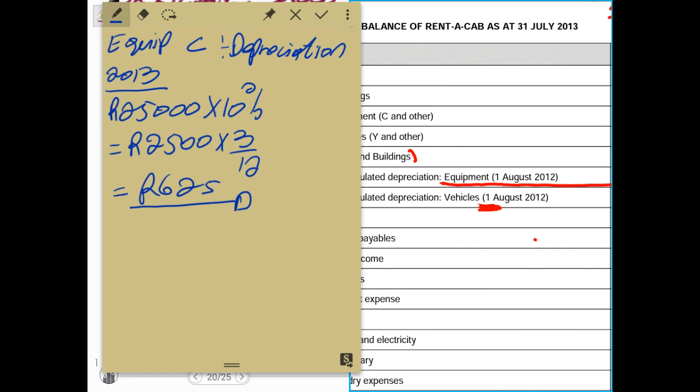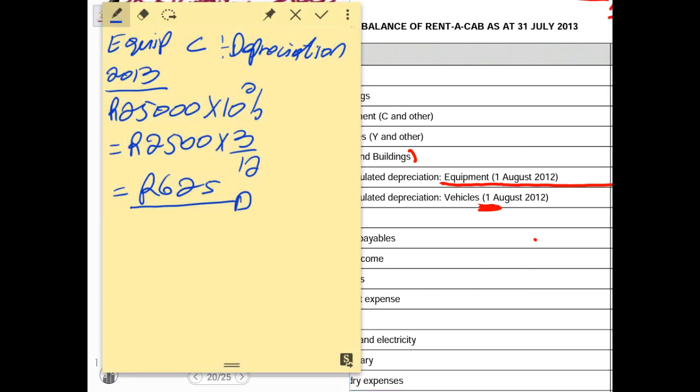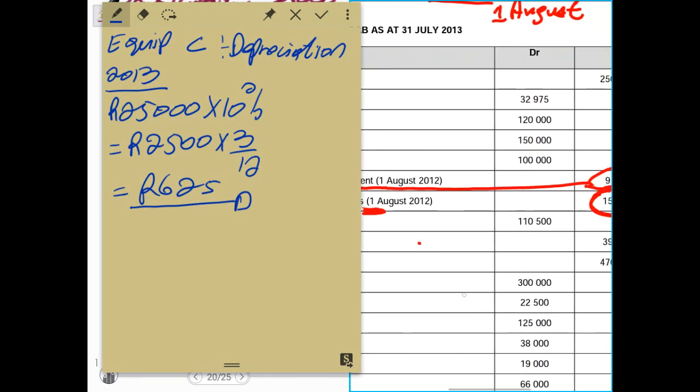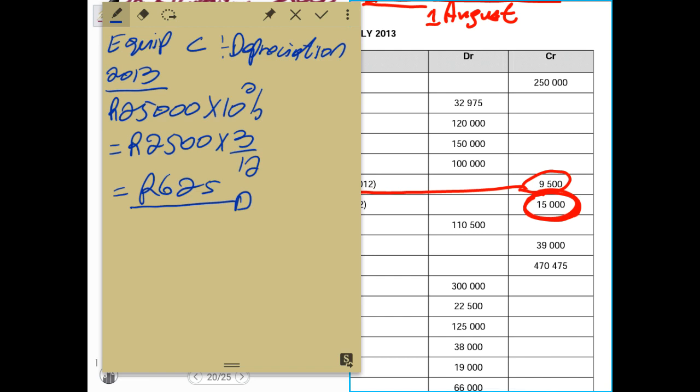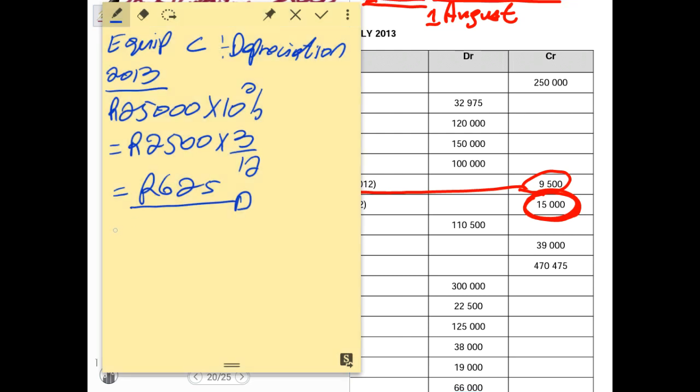So the rest of the old equipment was all disposed, indicating that 9,500 is only for the old equipment. We don't have to go back and calculate all the depreciation for the sold equipment from the date it was acquired, because we already have it until the end of last year. Therefore, we only have to account for the current year, then we move forward.